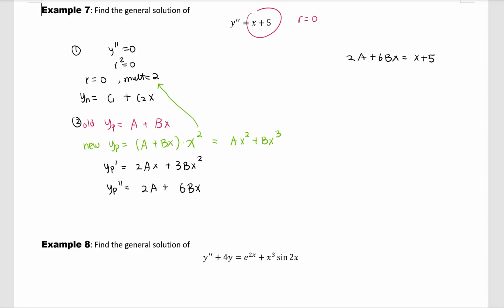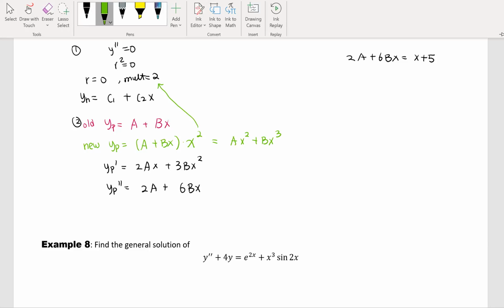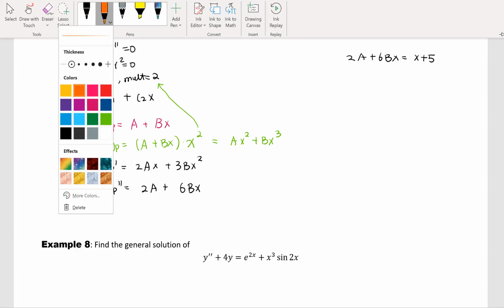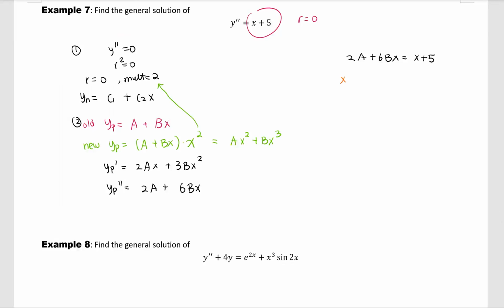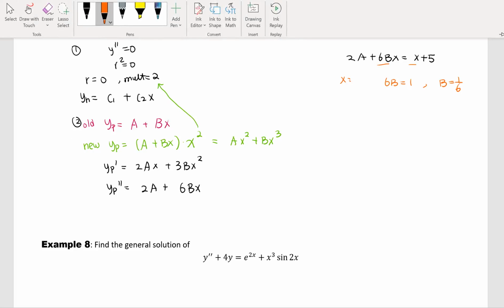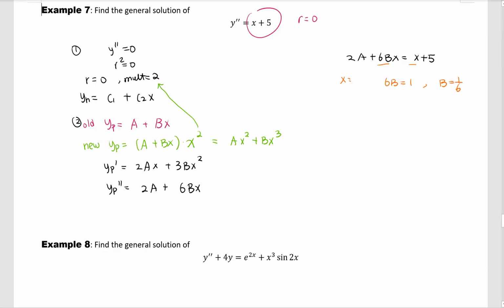All right, so let's compare. Let's look at the x terms. So we have 6b equals 1. B is 1 over 6. So far, so good, everybody. And for the constant term, we have 2a equals 5. So a is 5 over 2. So far, so good, everybody.